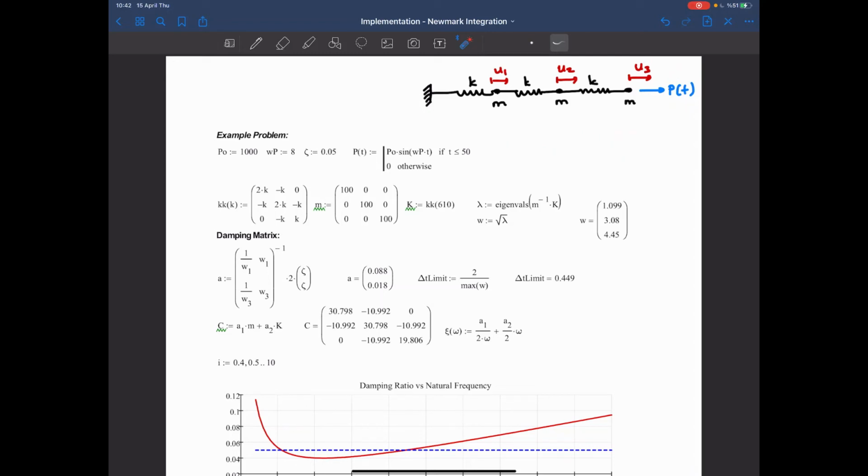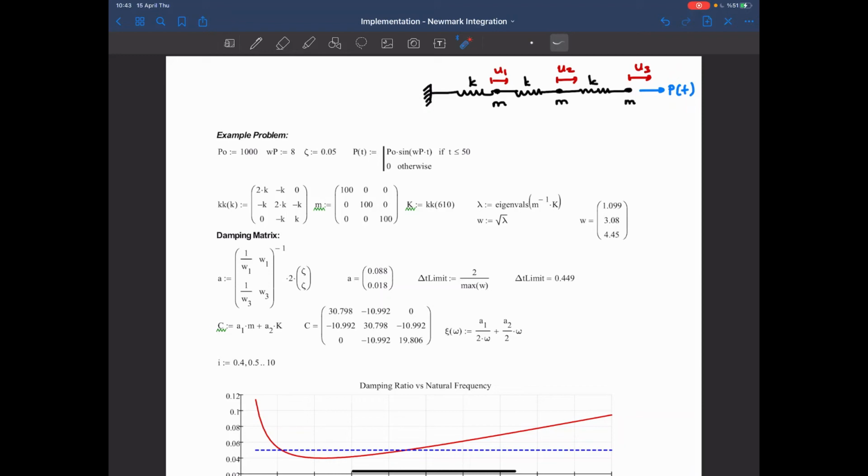So this will give me the eigenvalues of the system, and I got 3 natural frequencies. I got 3 degrees of freedom, 3 natural frequencies. The smallest one is equal to 1, the largest one is equal to 4.5.